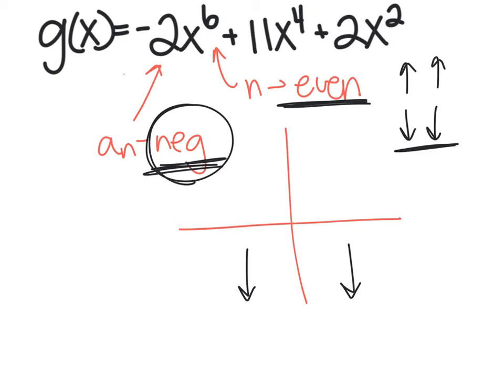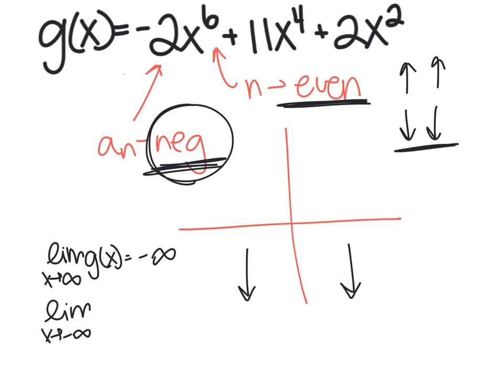Finally, we can use limit notation in order to describe this. So we would say the limit as x approaches infinity of our function g of x is equal to negative infinity, because as I'm going to positive infinity on my x, my y values are going to negative infinity. Similarly, as x goes to negative infinity, my y values are also going to negative infinity. So that's how you would denote the end behavior using limit notation.